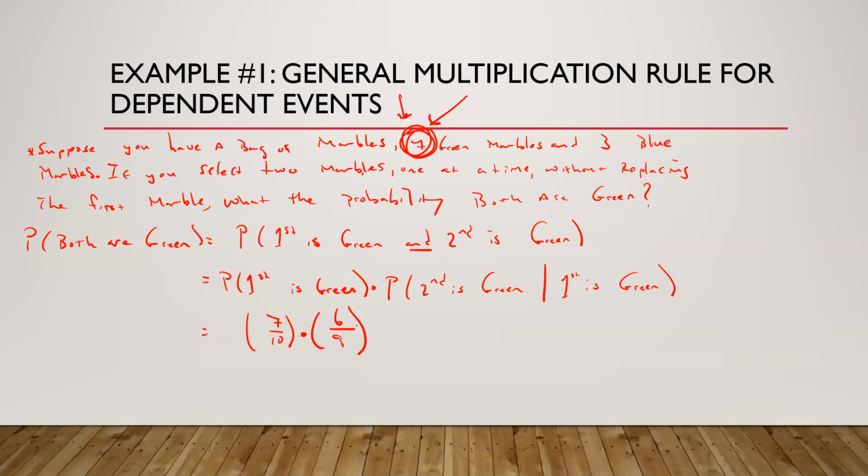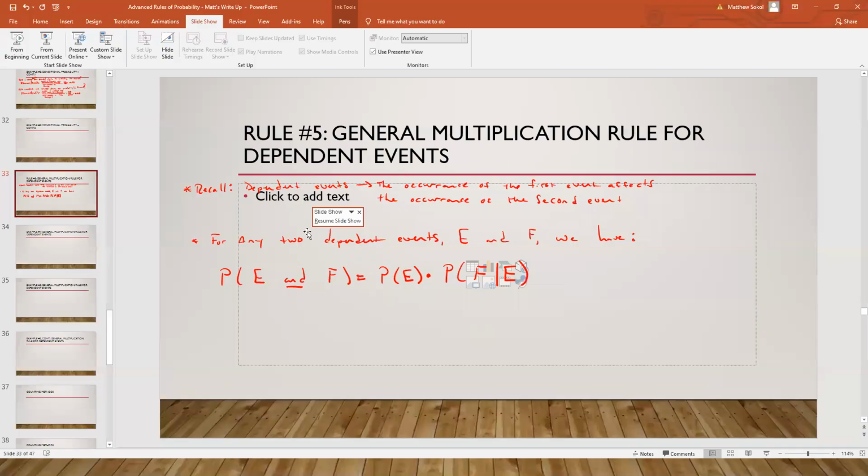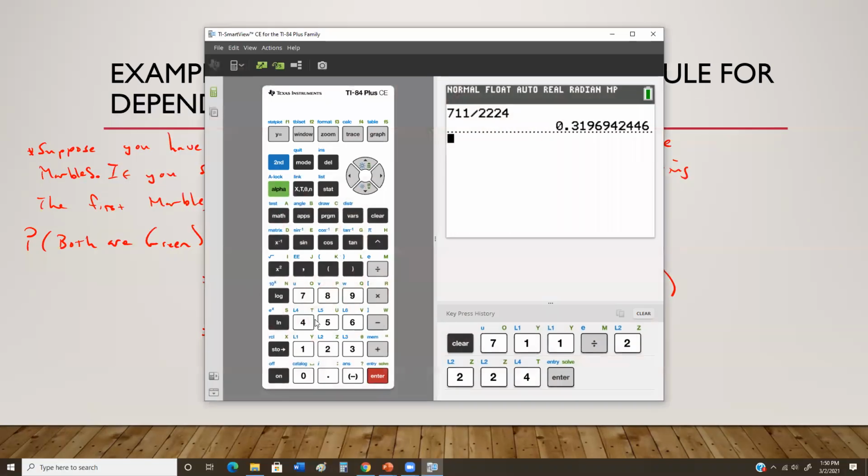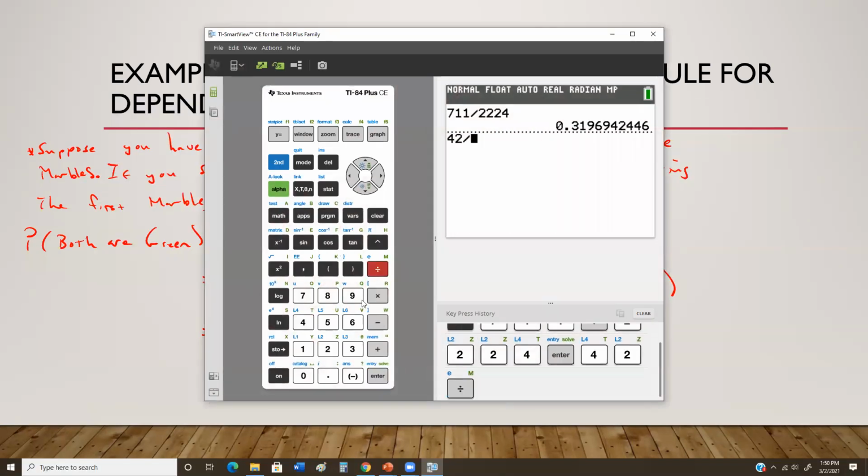Ah, we got it. So I believe this would be 42 over 90 when you multiply. So you would go 42 divided by 90, and you get roughly 0.47 when you round it.